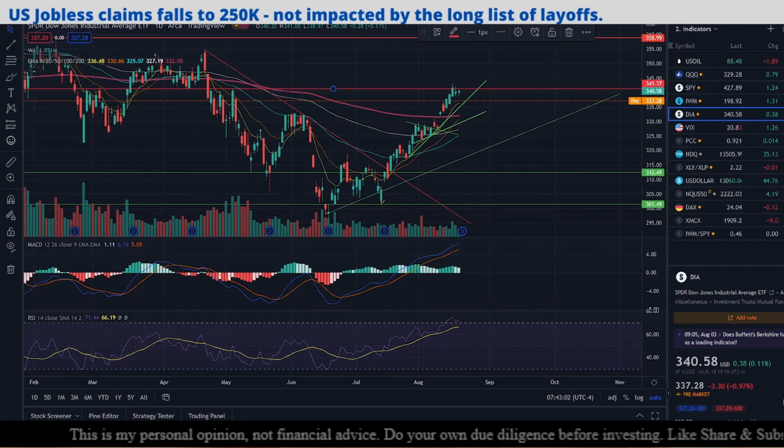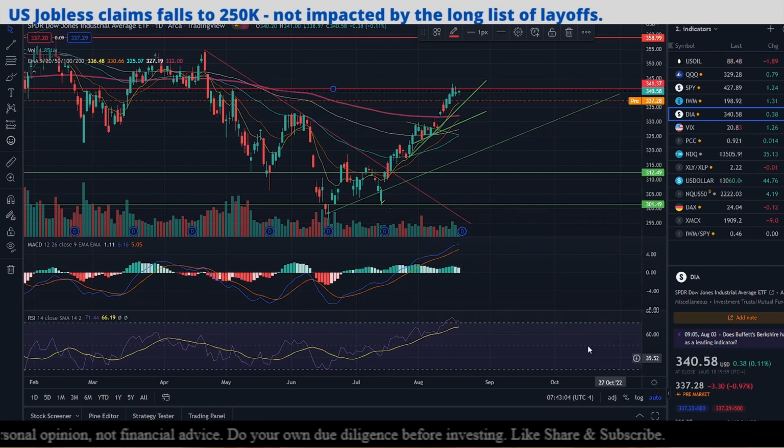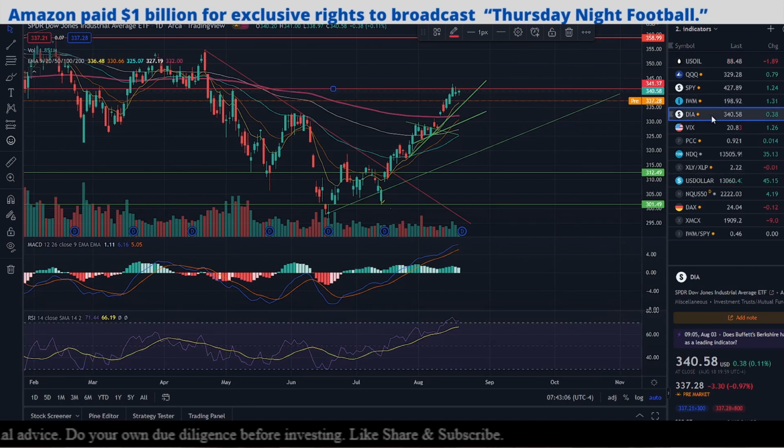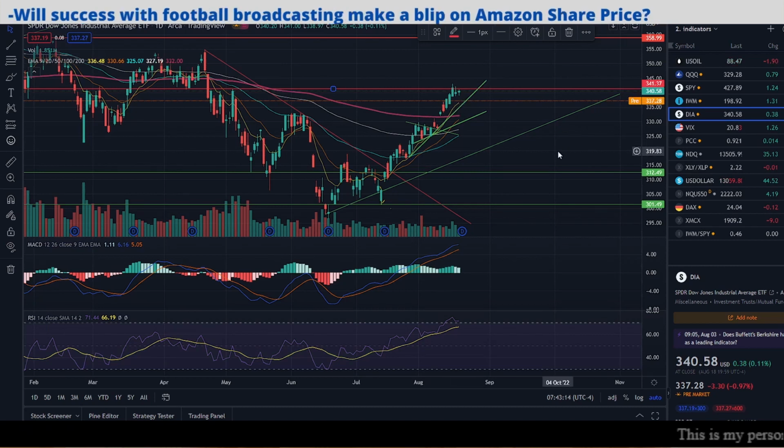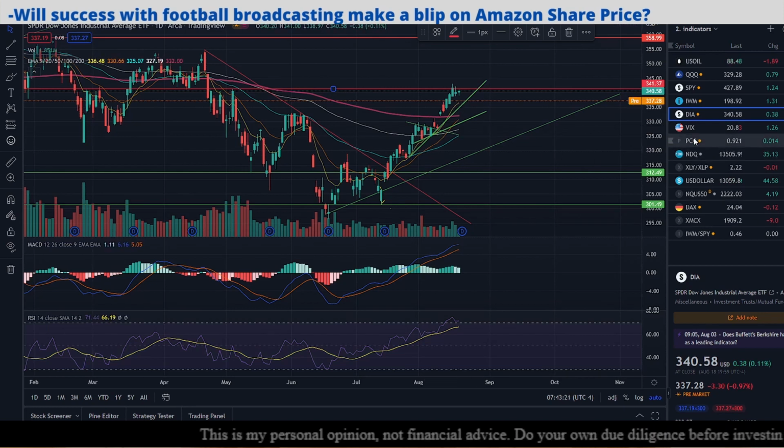We are down minus 0.97% pre-market, so we are likely to open in the red for Dow Jones, but later on during the day, it could potentially go positive. And our next level of support is going to be the 9-day exponential moving average at 336.48, which is this yellow line out here.